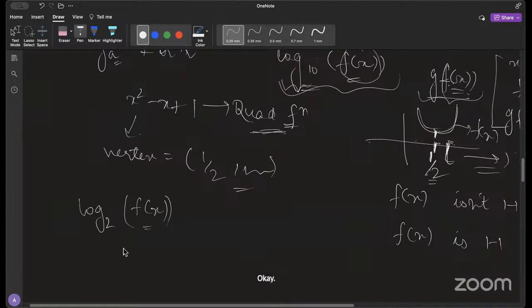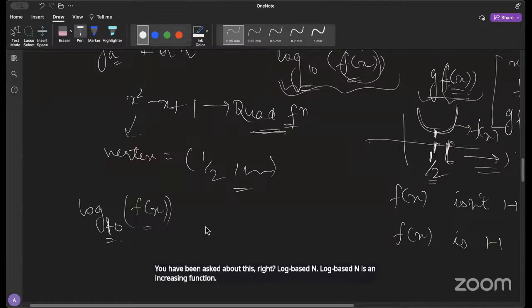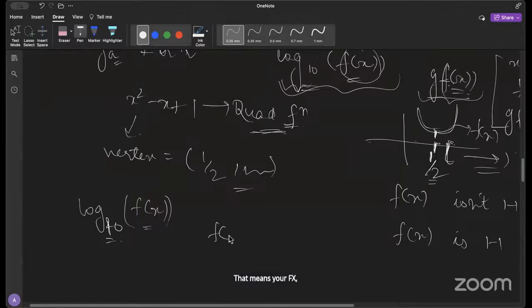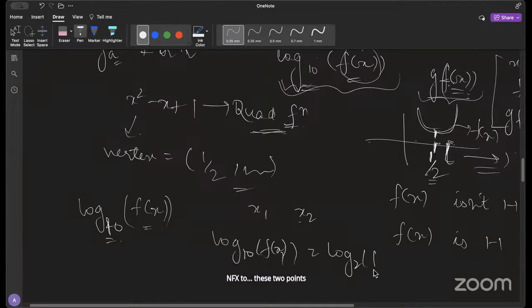But you have been asked about this, right? Log base 10. Log base 10 is an increasing function. If you have 2 points, how do you check 1-1? If you have x1 and x2, 2 different points, you just want to make sure that your log base 10 of f(x1) and f(x2), these 2 points are not the same. For every different x1, x2, these 2 points are not the same. You can say that this is 1-1.